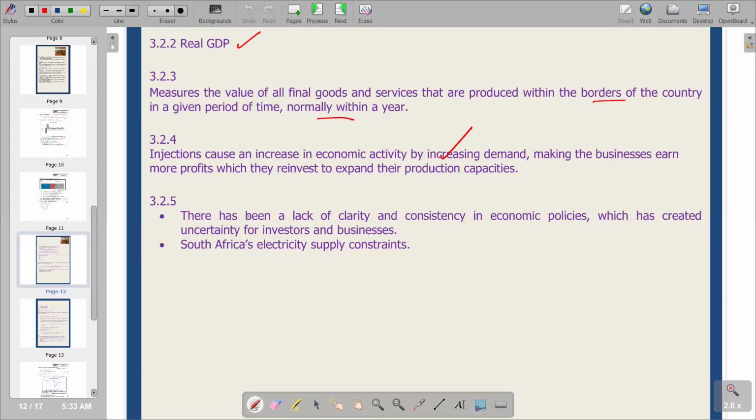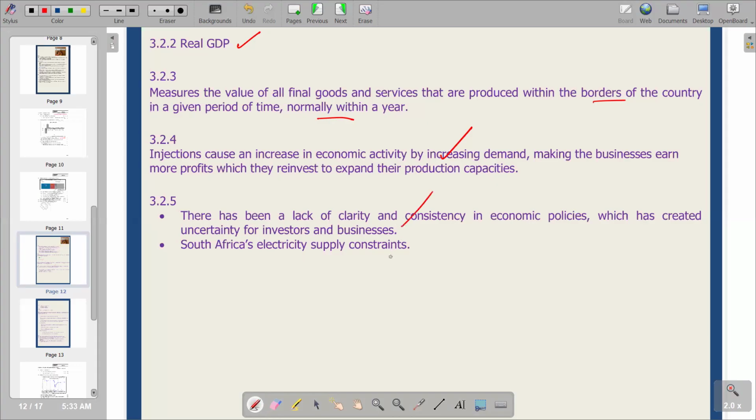The cause of that is that there has been a lack of clarity and consistency in economic policies, which has created uncertainty for investors and businesses. Remember, the question is asking what is the cause of low economic activity. It's because of this lack of clarity and consistency in economic policies. Obviously, this is going to scare away investors, and when it scares away investors, we are going to have fewer businesses being opened in the domestic economy, and the production of goods and services is also going to be at a lower rate. So obviously, economic activity is going to be lowered. So this is the first point that we have.